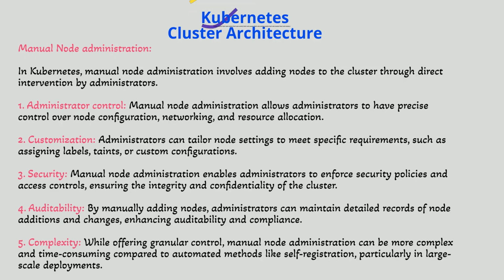In Kubernetes, manual node administration involves adding nodes to the cluster through direct intervention by administrators. 1. Administrator control. Manual node administration allows administrators to have precise control over node configuration, networking, and resource allocation. 2. Customization. Administrators can tailor node settings to meet specific requirements, such as assigning labels, taints, or custom configurations.